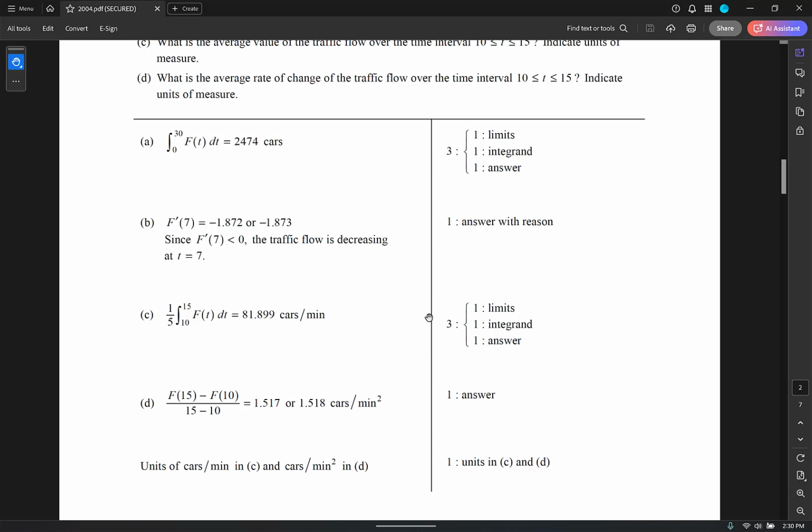Now, to Guerrero's question about the units, they detached it and they put it here on the very bottom. It says unit of cars per minute in C and cars per square minutes in D. So correct units on C and D gets you the points for units on this one. So technically, if you got 81.899 and you put cars per minute squared, you don't get that 1 point. You would still get the answer point, you just wouldn't get the units point. Yes, you get the answer point, but you're not eligible for the unit point at the very end. For the 9th point, I guess, if you want to call it that.